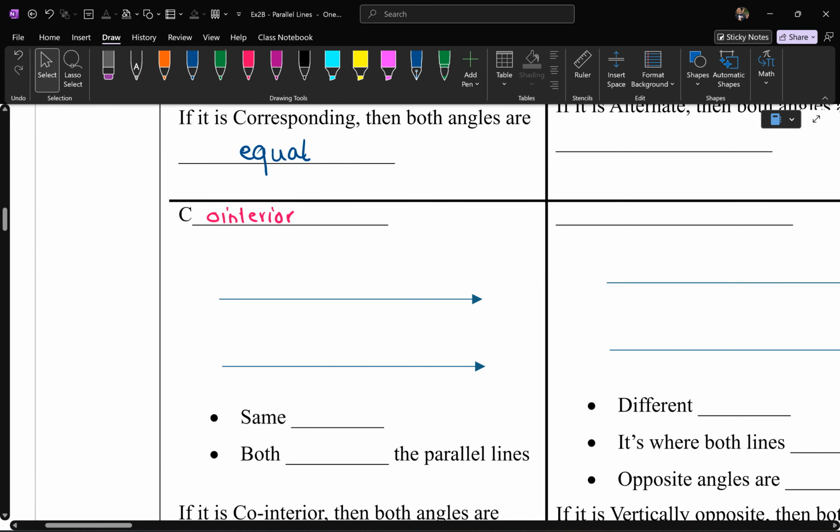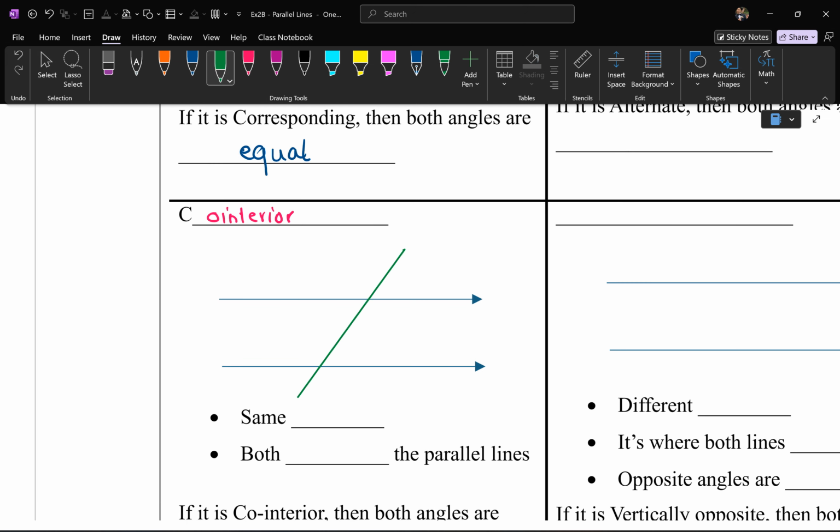Co-interior. Let's do this example now. So I'm going to draw a transversal line again. So here's my transversal line. It cuts it. It makes a right side and a left side. So co-interior is under the column same. Because it's under the column of same, that means the two angles have to be on the same side. Now, co-interior is actually the second easiest one to remember. Interior.